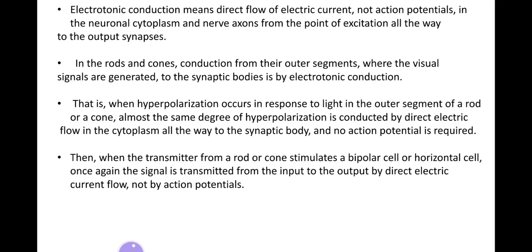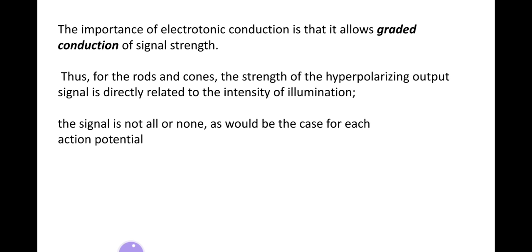That is, when hyperpolarization occurs in response to light in the outer segment of the rod or cone, almost the same degree of hyperpolarization is conducted by the direct electric flow in the cytoplasm all the way to the synaptic body, and so no action potential is required. So it is the hyperpolarization of the segment of the rod, it is not the depolarization. Thus, when the transmitter from a rod or cone stimulates a bipolar cell or horizontal cell, once again the signal is transmitted from the input to output by direct electric current flow, not by action potentials.